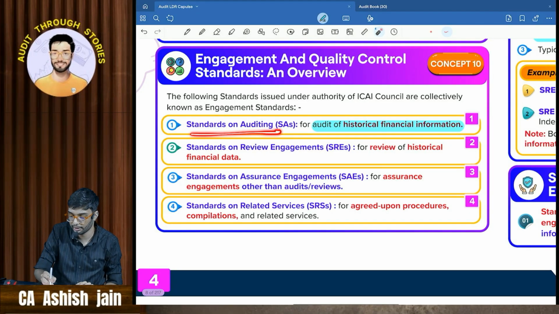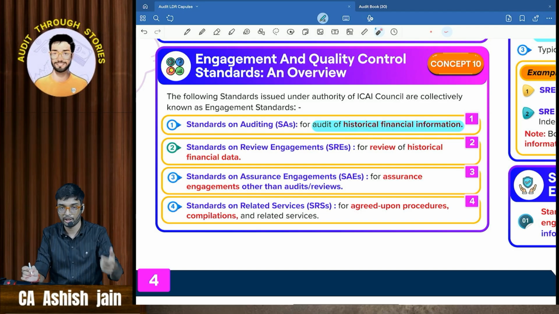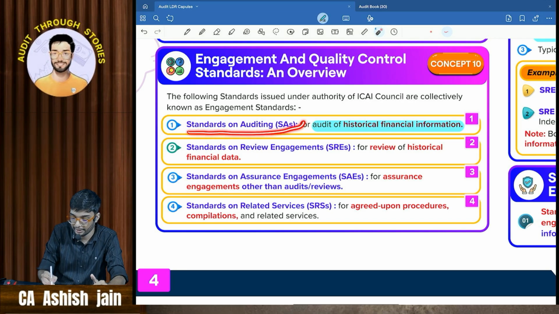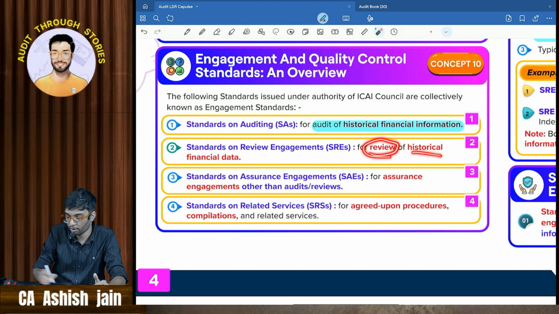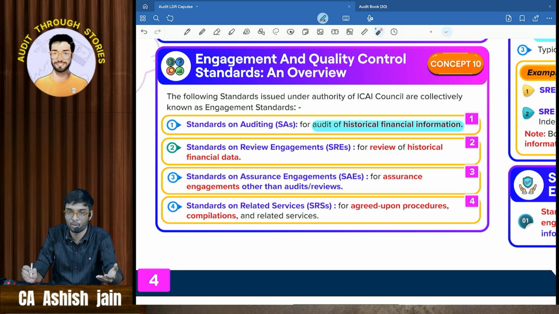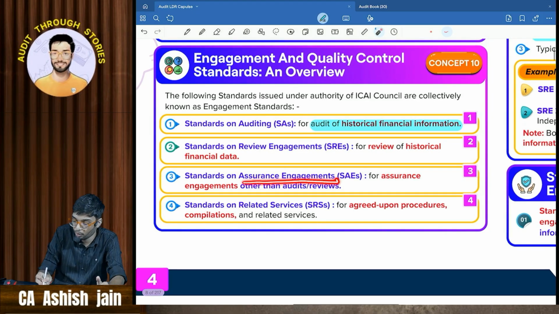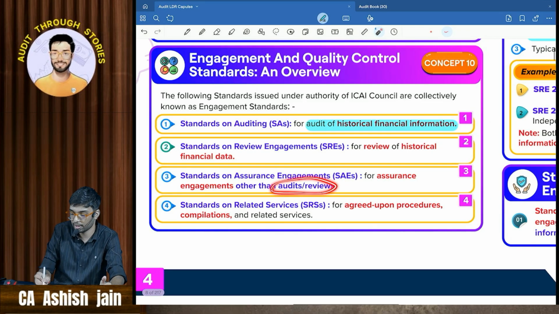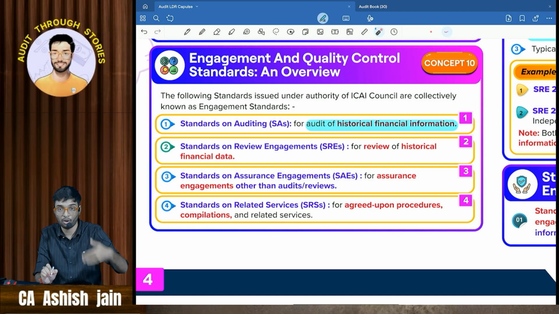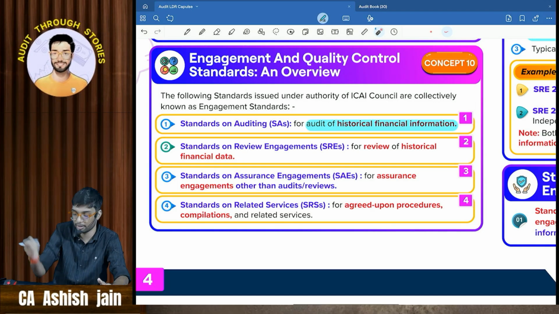Then comes engagement and quality control standards and overview, concept number 10. We know that standards on auditing relate to the audit of historical financial information. Then standards on review engagement are nothing but review of historical financial data or information. I have already given you examples: an interim report or quarterly report being prepared are examples of review engagement. Then comes the standard on assurance engagement, which is nothing but assurance engagement other than audit and review. The auditor or the practitioner is giving assurance other than audit and review. Remember this.